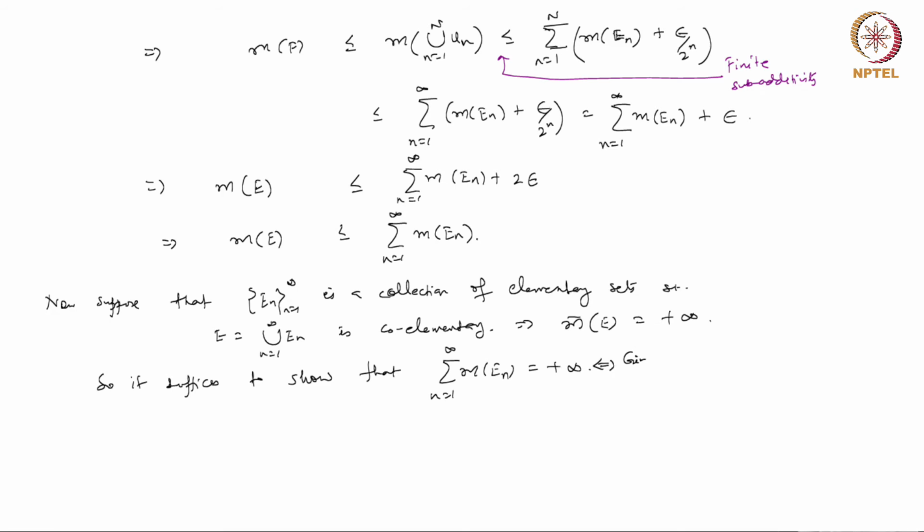which is to say that given any capital M greater than 0, there exists N in the natural numbers such that the partial sum from n equal to 1 to capital N of m En is greater than or equal to capital M. So this shows that when you take the limit as N goes to infinity, you get plus infinity. So we proceed as follows.